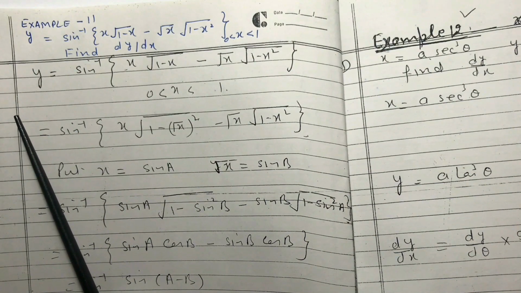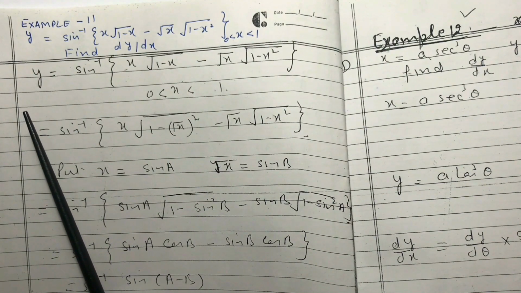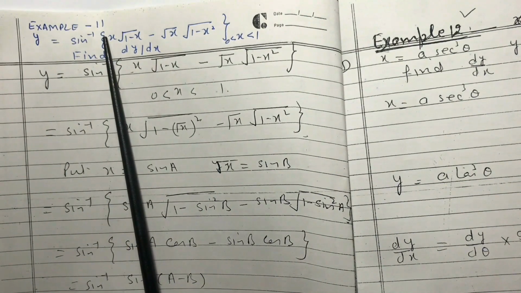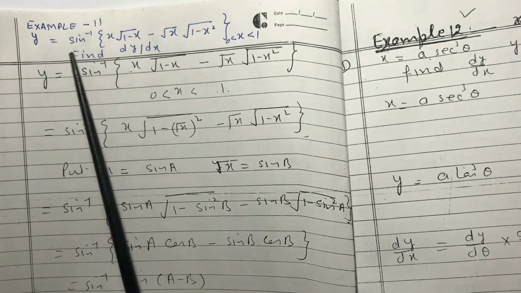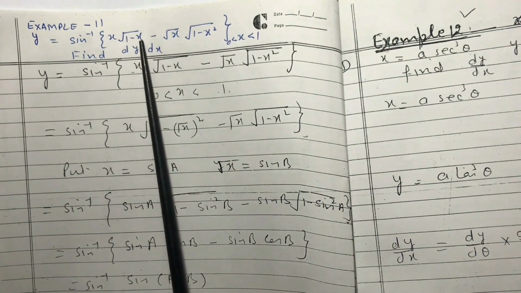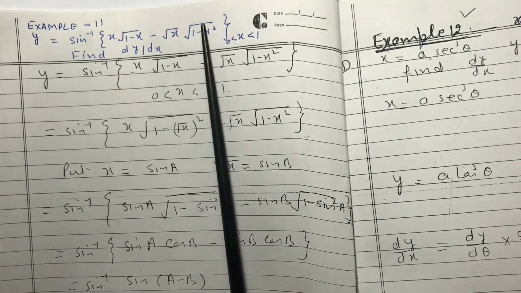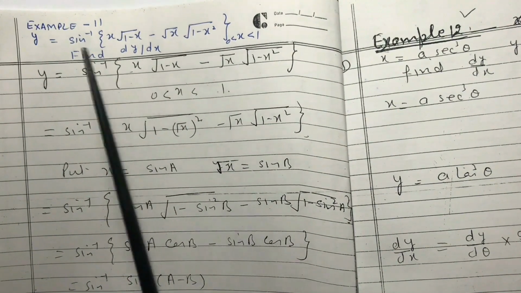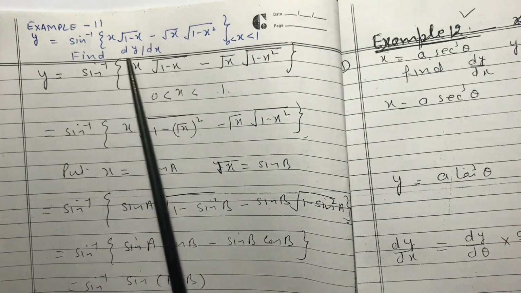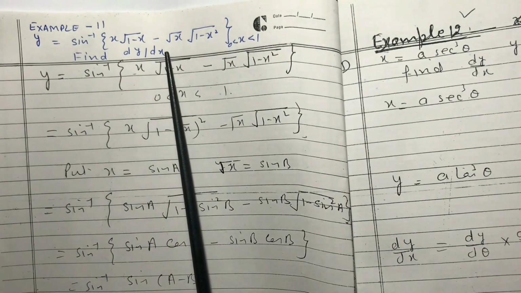Now this is chapter 5 of Exemplar, Continuity and Differentiability, and this is example 11. Here y is equal to sine inverse in the bracket, x root 1 minus x minus root x root 1 minus x square, where x lies between 0 to 1. You are to find the value of dy by dx.